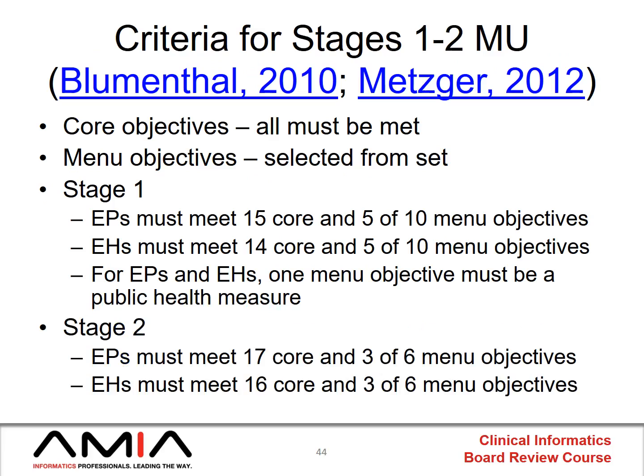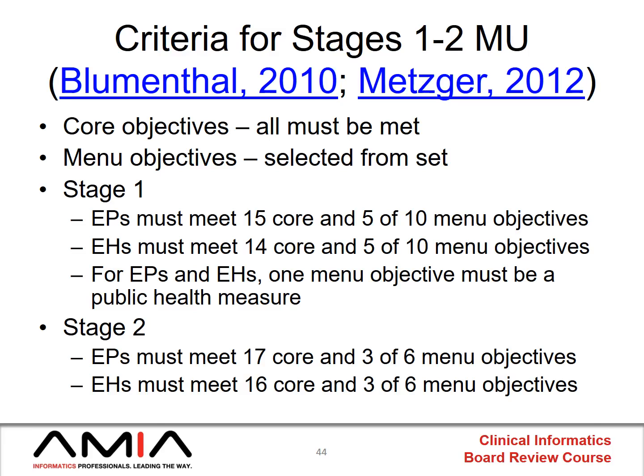In both stage 1 and stage 2, the criteria, the specific objectives that needed to be met, were in 2 categories: core objectives, which are objectives that everyone must meet, and menu objectives, which are selected from a set. So in stage 1, eligible professionals must meet 15 core objectives and then meet 5 out of the 10 menu objectives. For stage 1, eligible hospitals have 14 core objectives, and those 14 are similar to 14 out of the 15 for eligible professionals, and they too then must meet 5 of 10 menu objectives.